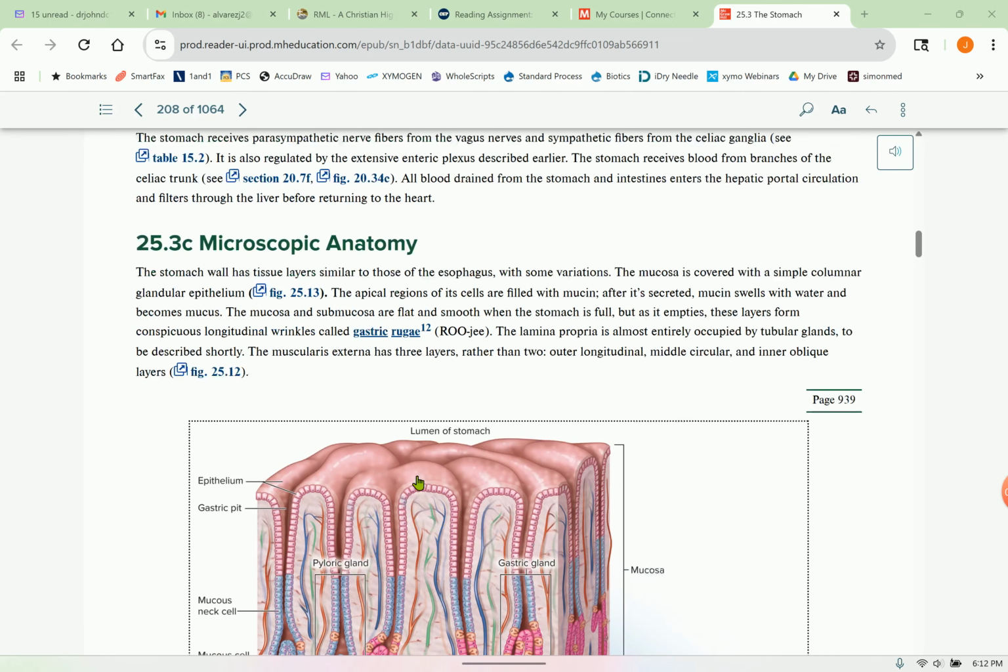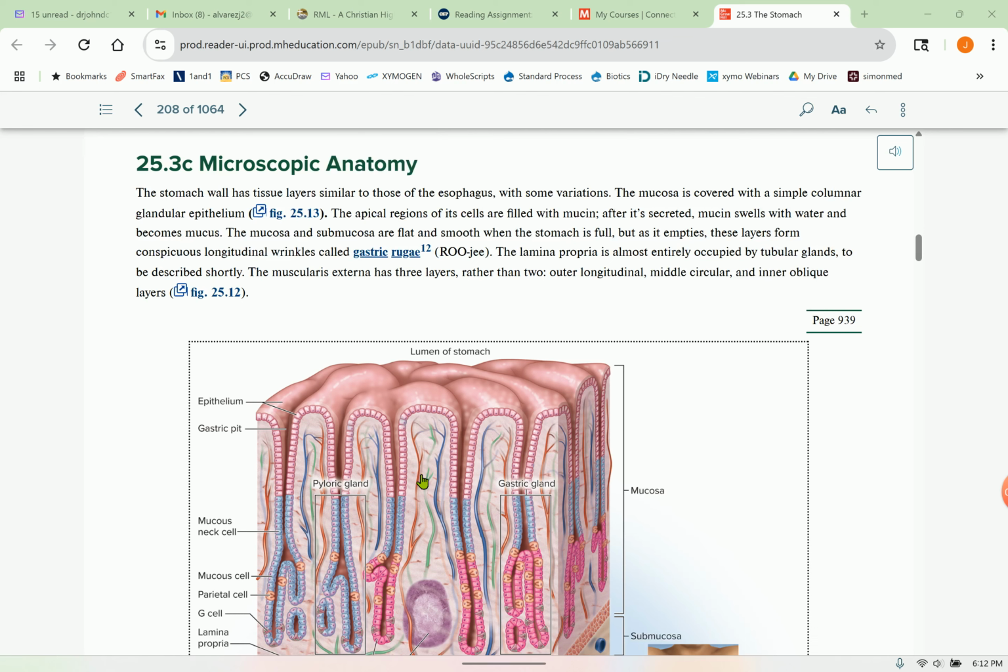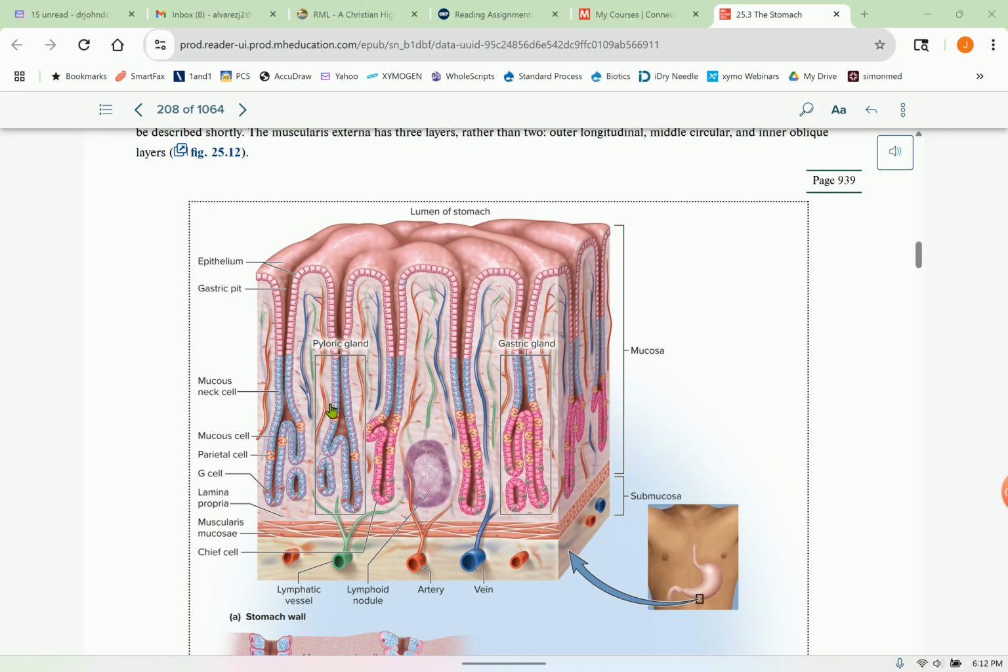Okay, getting into the microscopic anatomy of the GI system, first of all, you can see all these folds. Okay, and then what that helps do is increase surface area within the stomach. Okay, and here's our gastric pits, mucosal cells. Okay, there's the parietal cells that release hydrochloric acid and intrinsic factor, the G cells that release the gastrin.